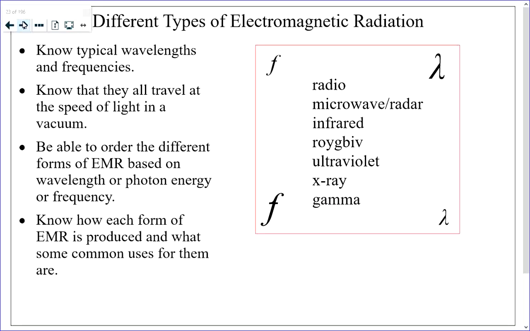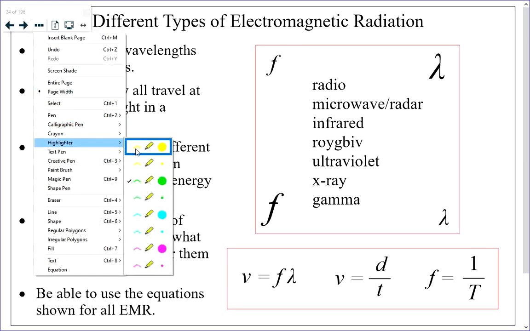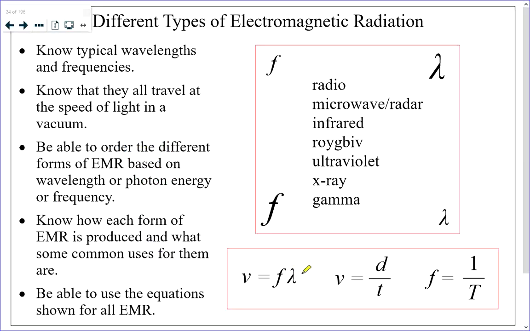You also are expected to know, even though you might not be asked all of this, how each form of EMR is produced, and also what some common uses of them are. And finally, you should be able to use your universal wave equation. The universal wave equation says that the speed of the wave is equal to the frequency times the wavelength.